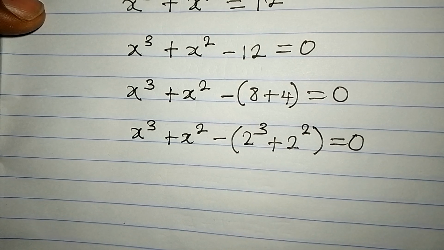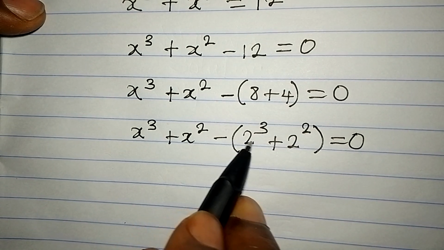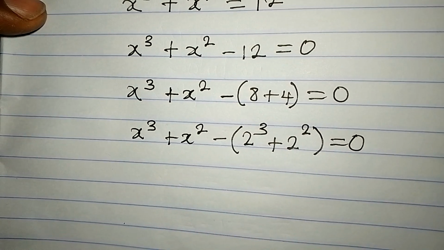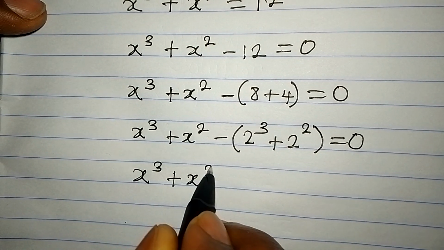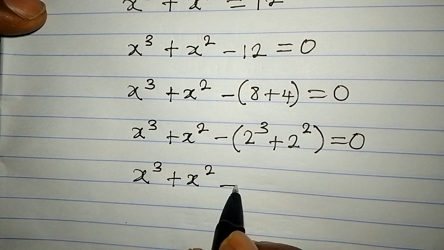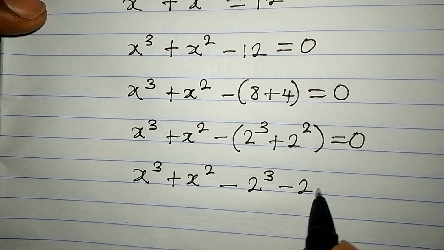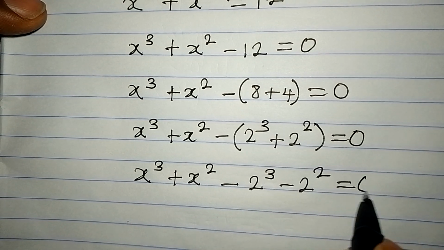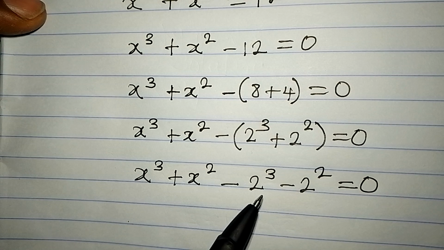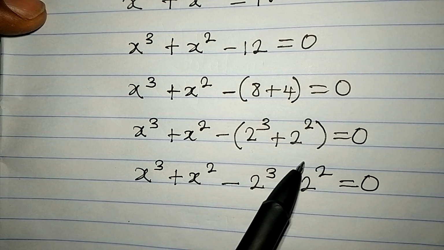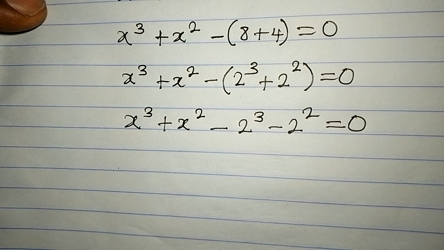If you're opening the bracket, don't just remove the bracket, use the negative to multiply everything in the bracket. So, x to the power of 3 plus x to the power of 2 minus 2 to the power of 3 minus 2 to the power of 2 equal to 0. Because negative times 2 to the power of 3 is minus 2 to the power of 3. Negative times 2 to the power of 2 is minus 2 to the power of 2. And that is what we have.